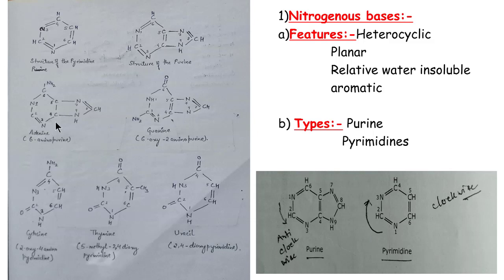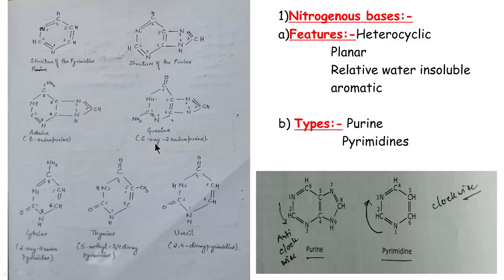This is the structure of adenine, guanine, cytosine, thymine and uracil. When we see adenine, it is also known as 6-amino purine. Why is it so called? Because at the 6th position, carbon number 6, there is an amino group present. Therefore, it is known as 6-amino purine.